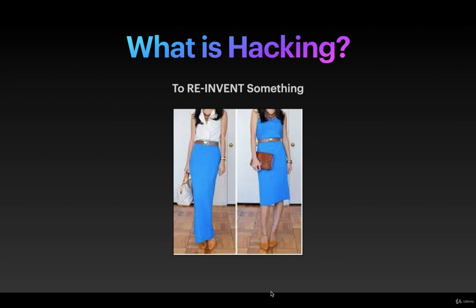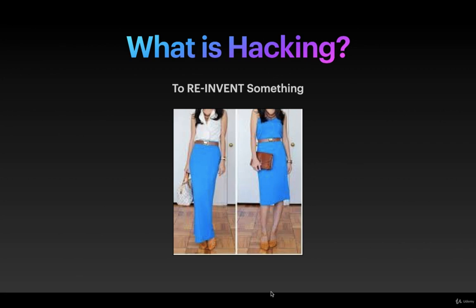So as you can see on your screen, a very basic definition of hacking is portrayed, which is to reinvent something. Now you must have seen a lot of DIY hacks everywhere on YouTube and other platforms. So let's understand this with this image. On the left-hand side you can see a girl wearing a blue skirt, and on the right-hand side she is wearing the same skirt the other way around, using it as a dress. Now this is a very simple DIY cloth hack. This way the girl has reinvented her clothing, which can also be considered a hack.